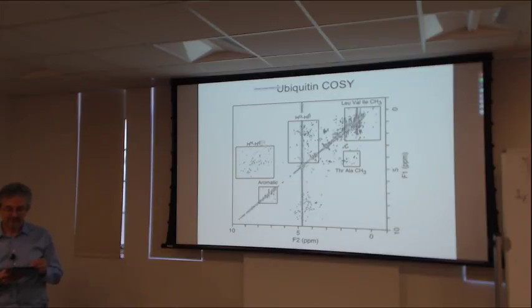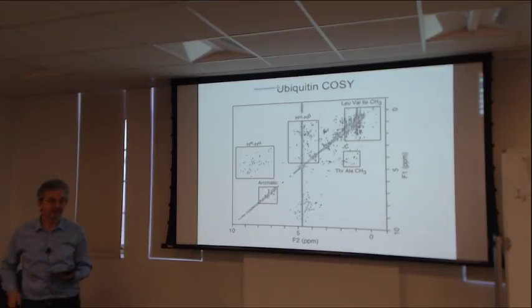So this is called the fingerprint. Collect the spectrum, we can count the number of peaks. And if we have way too few, we're worried about the state of the sample. And if we have way too many, we're worried about the state of the sample.